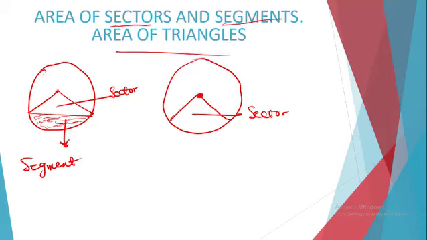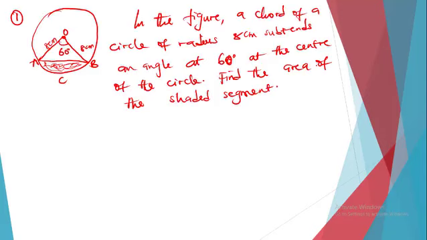And we'll quickly take some examples to illustrate that. Let's quickly solve the question on the screen. Here's a diagram, and it says in the figure, a chord of a circle of radius 8 cm subtends an angle of 60 degrees at the center of the circle. Find the area of the shaded segment. So we should find the area of this segment.